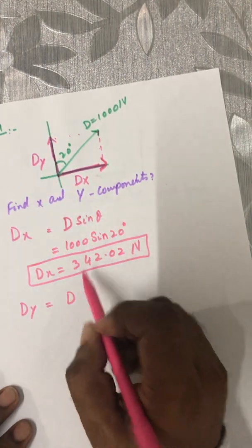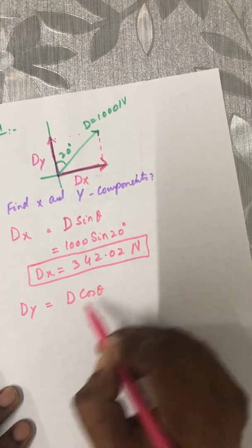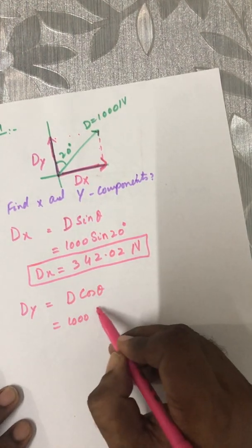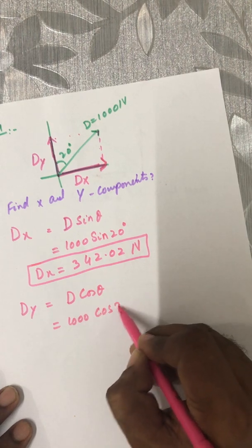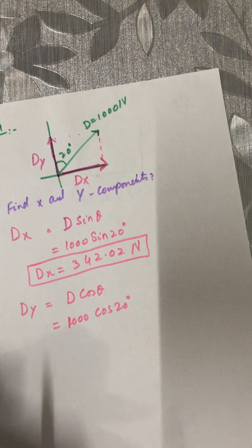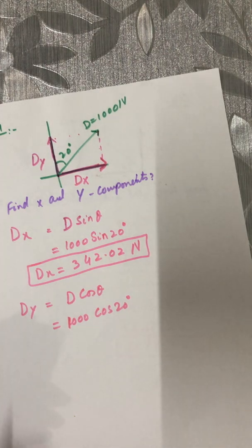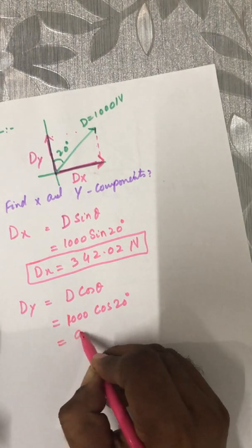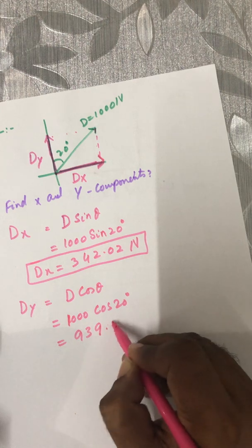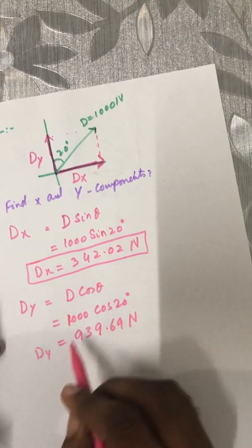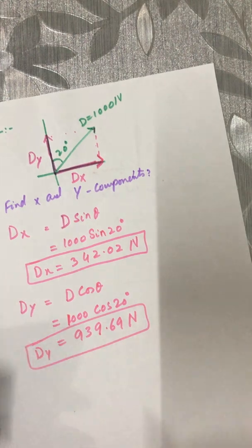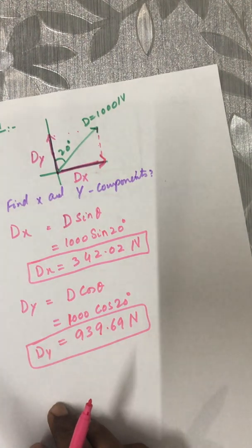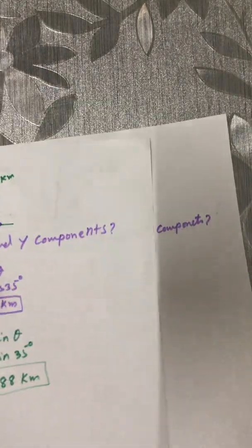And Dy will be D. Now it's touching the angle, so it will be with cosine theta. Same 1000, because D will stay the same, just cosine of 20 degrees. So 1000 cosine 20. The answer is 939.69 Newton. This is Dy. So we have completed the worksheet. This is question number 1, 2, 3 and 4.